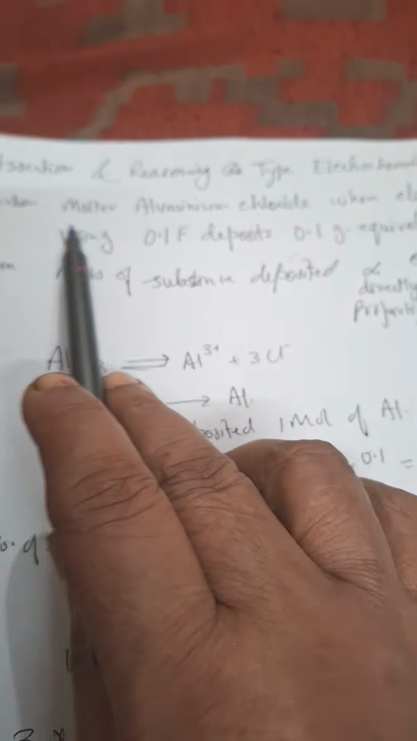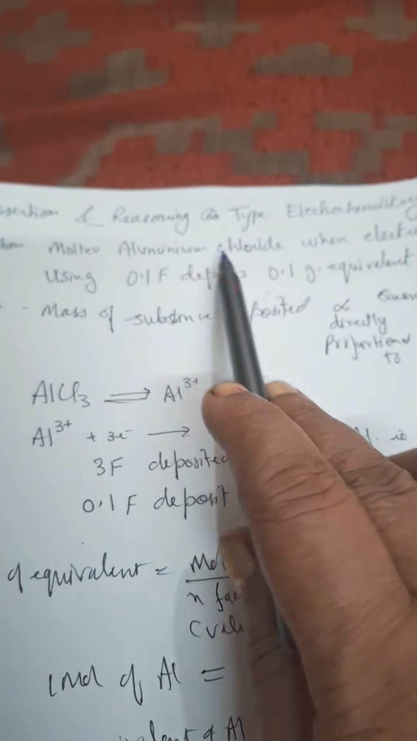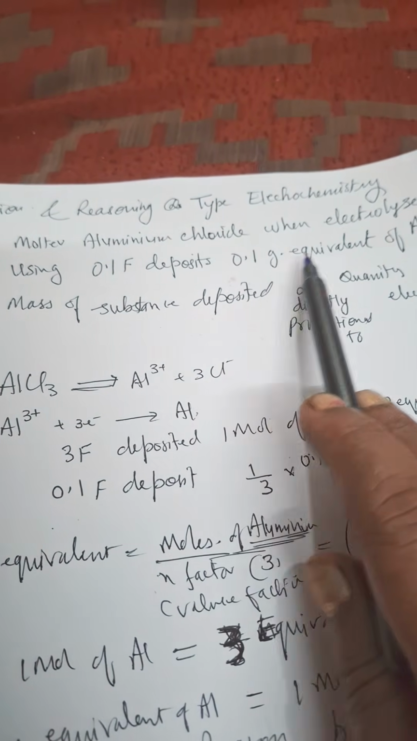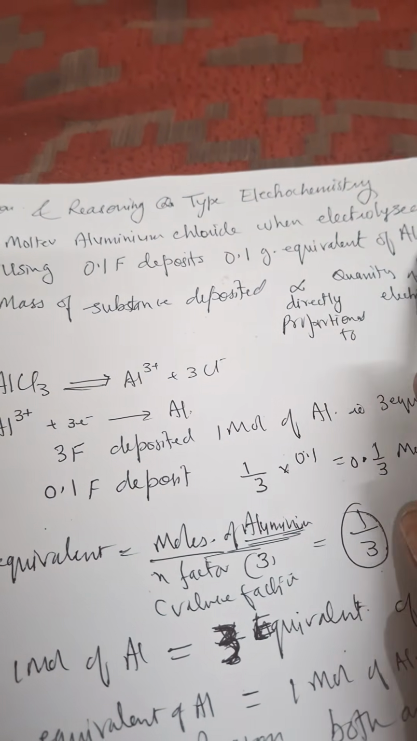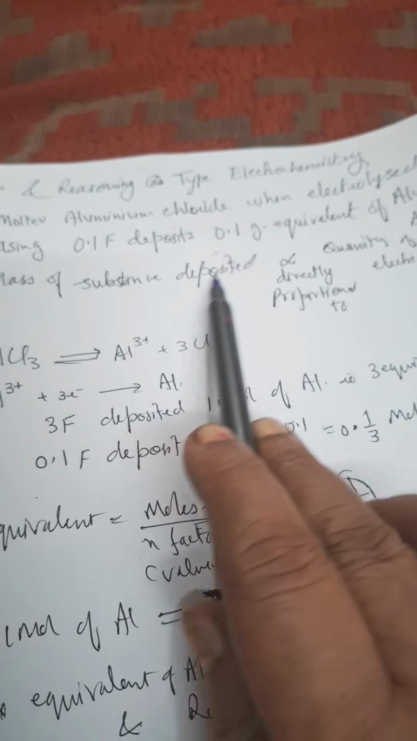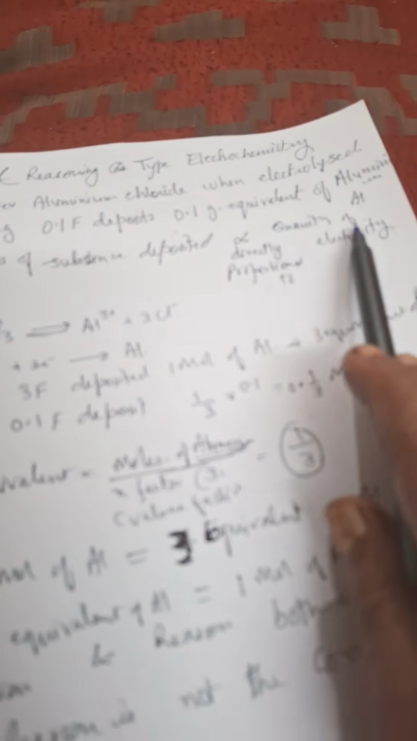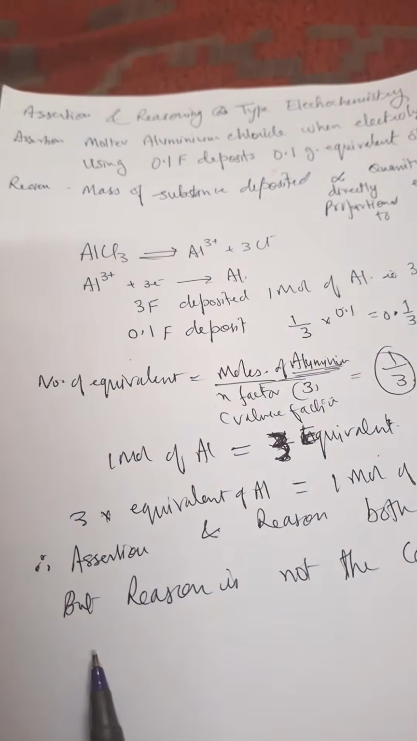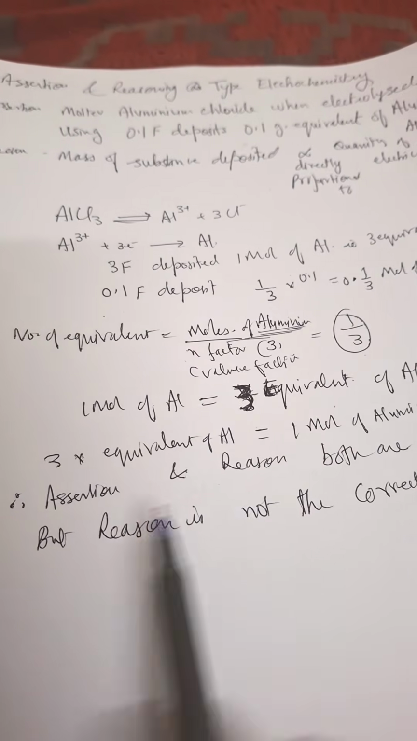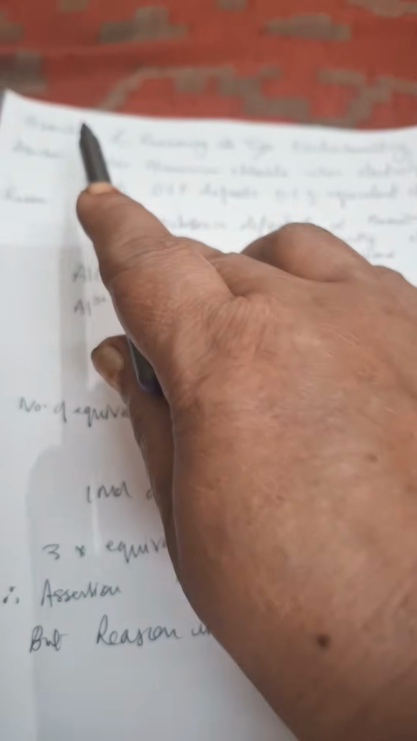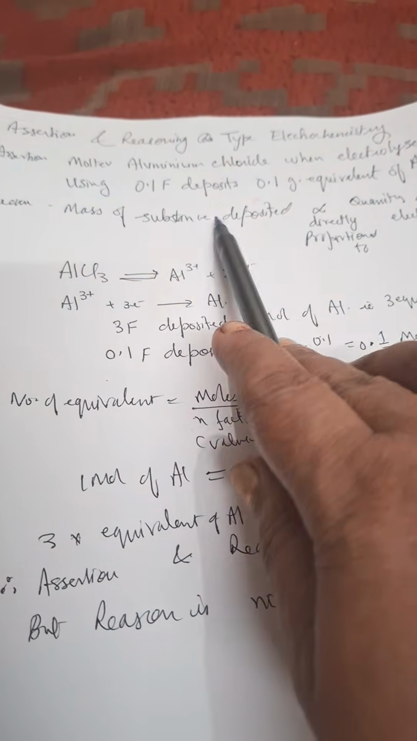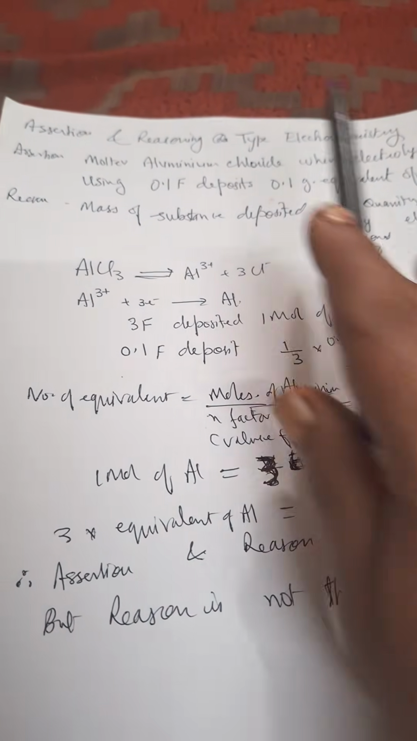Now the assertion. Molten aluminium chloride when electrolyzed using 0.1 F deposits 0.1 gram equivalent of aluminium. This is a true statement. The reason: mass of substance deposited is directly proportional to the quantity of electricity. This is also true. Assertion and reason both are true, but reason is not the correct explanation of assertion.